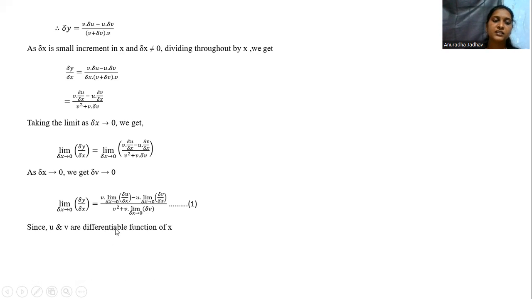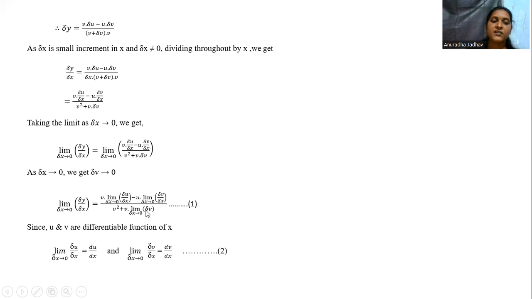Since u and v are both functions of x, therefore their derivatives exist, that is, limit as delta x tends to 0, delta u upon delta x is denoted by du upon dx, and the second derivative, limit as delta x tends to 0, delta v upon delta x is equal to dv upon dx. From equation 1 and 2 we can write, substitute these limits, represent the first limit as du upon dx and the second limit as dv upon dx.